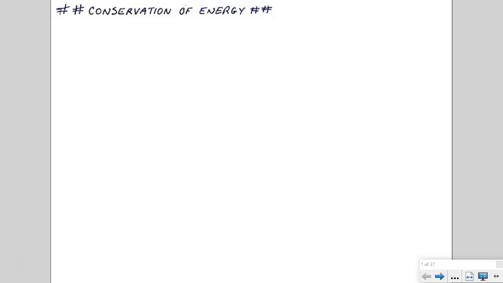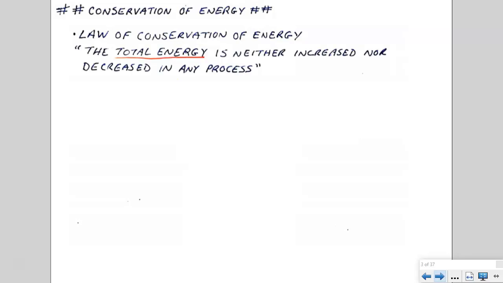There are limits to how things can move. Limits determined by the law of conservation of energy. It says the total energy is neither increased nor decreased in any process.